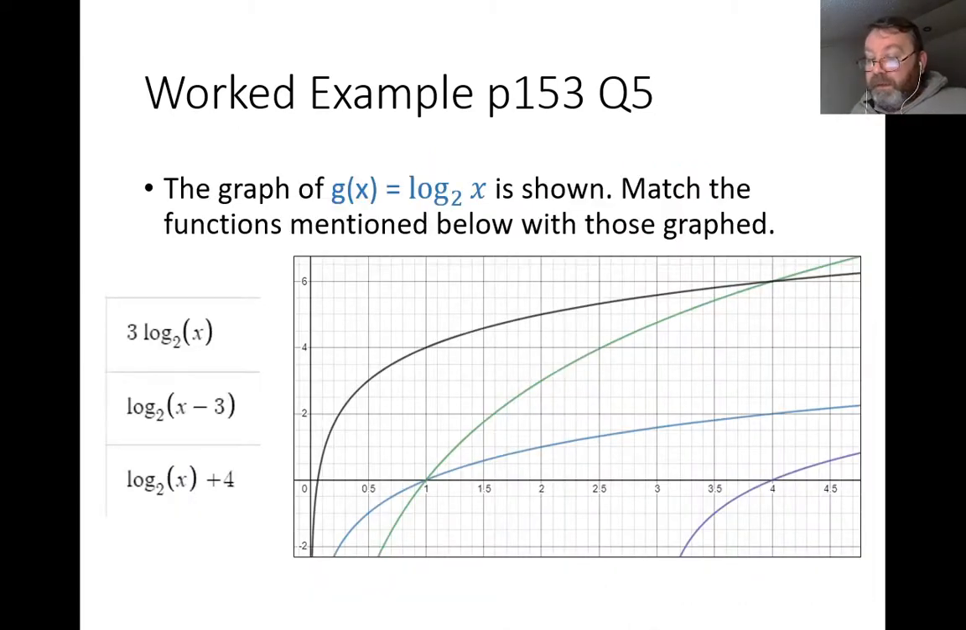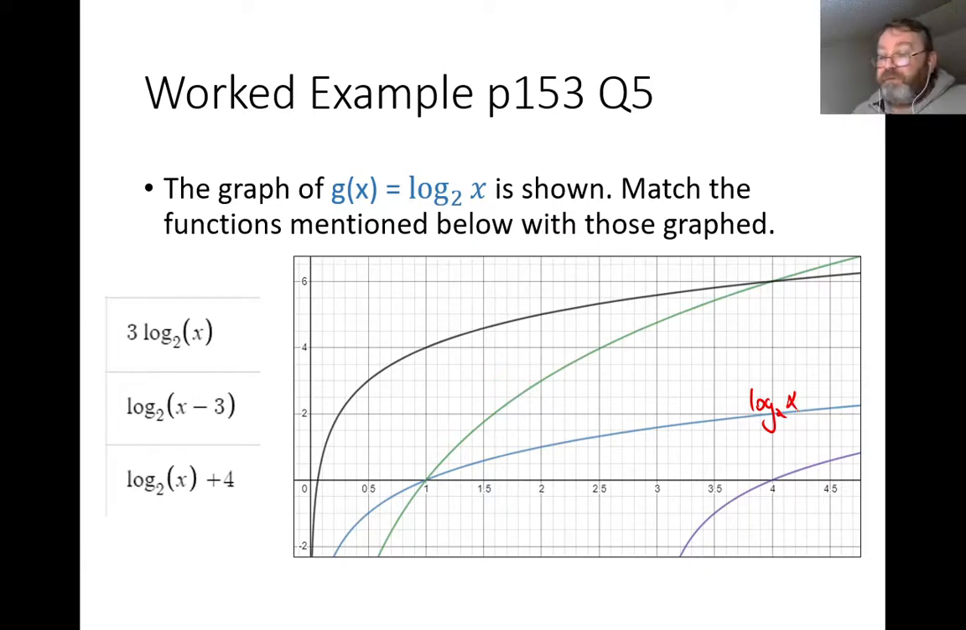Okay, next question. Worked example, page 153, question 5. The graph of g of x, which is log to the base 2 of x, is shown. Now, notice I've done this color-coded. So g of x equals log to the base 2 of x. That is in blue. So therefore, it's that function here. See that one? That's the function we're dealing with. So let me write that in. That's log to the base 2 of x.